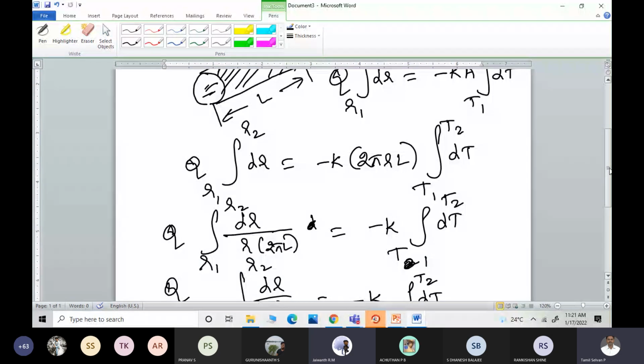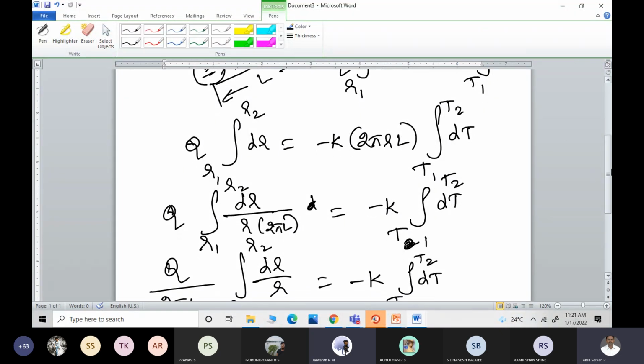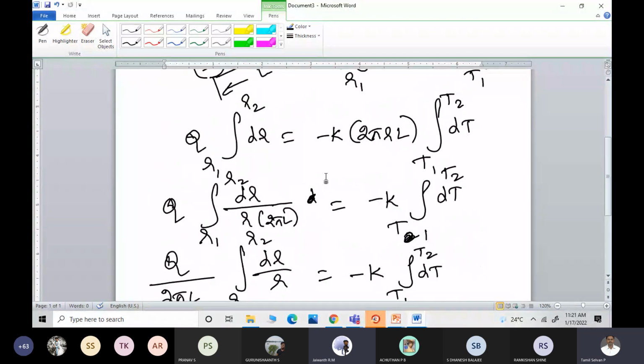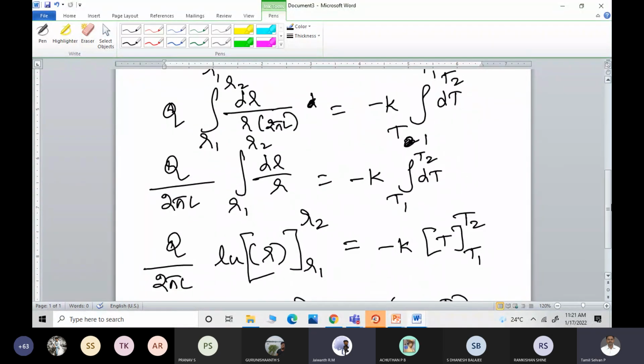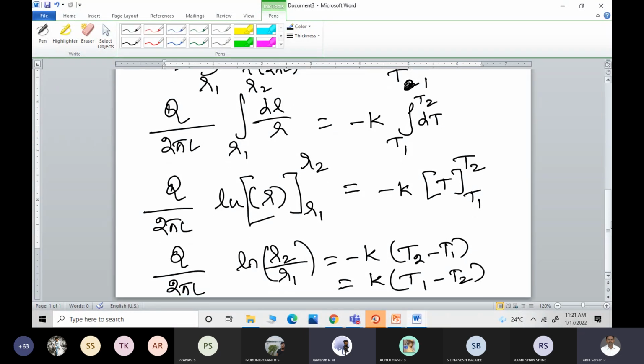When I substitute area as 2 pi RL, that R comes to the other side, R into 2 pi L. 2 pi L is a constant, so I am taking 2 pi L outside. What remains is the integral of dr by r, with upper limit r2 and lower limit r1. Similarly on the other side we have the integral of dT, with T2 and T1 as the upper and lower limits, into minus k.